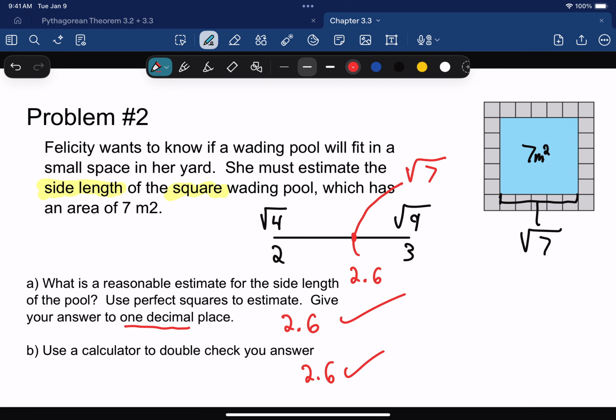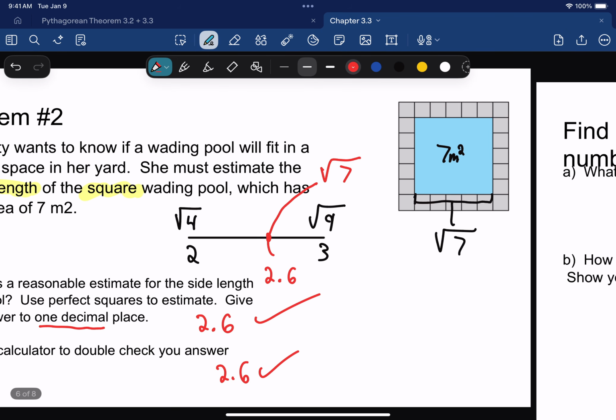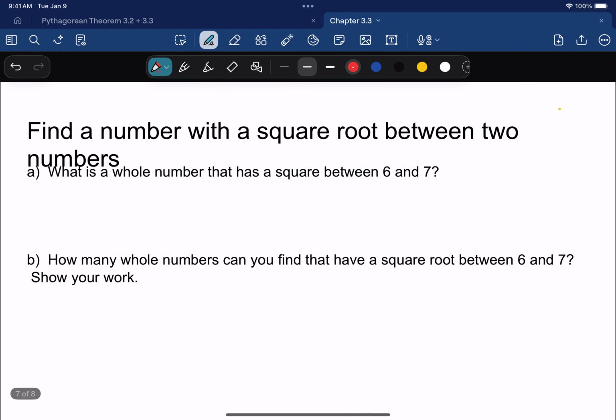Yay! So we're dealing with this number line and we're trying to estimate. One more type of question you are going to be asked in this unit, which is what is a whole number that has a square root between 6 and 7? Okay? So what we're going to do is once again start with the number line. That's the theme of this. So we're looking for a square root between 6 and 7. So we know 6 would be here, 7 would be here.